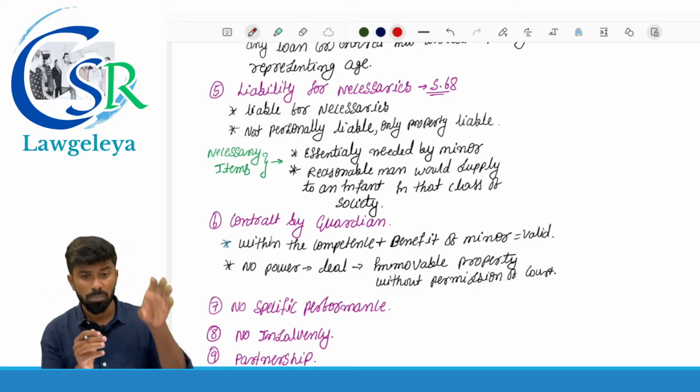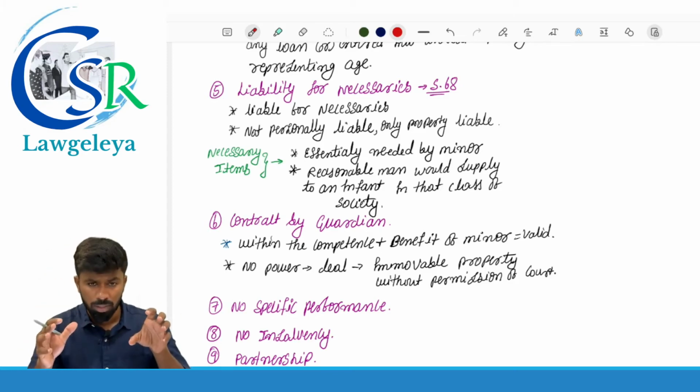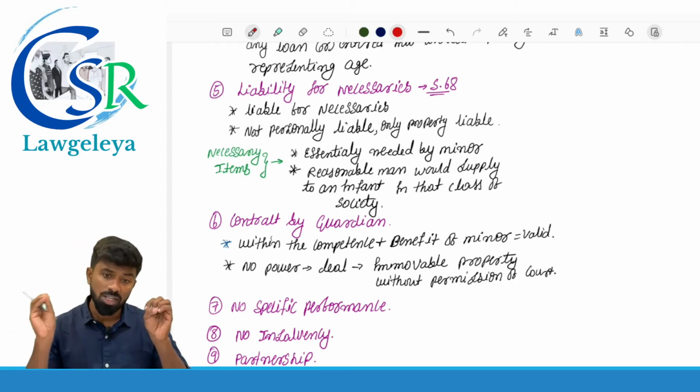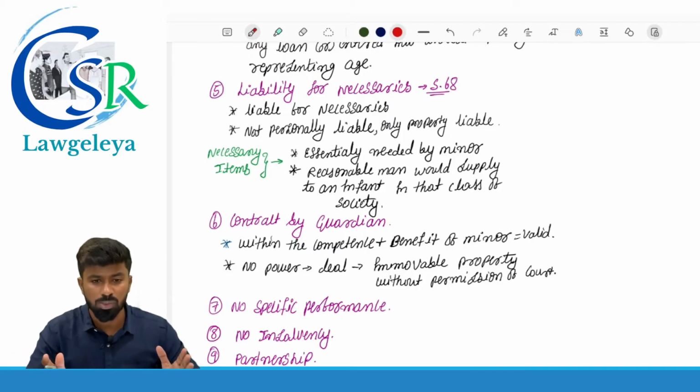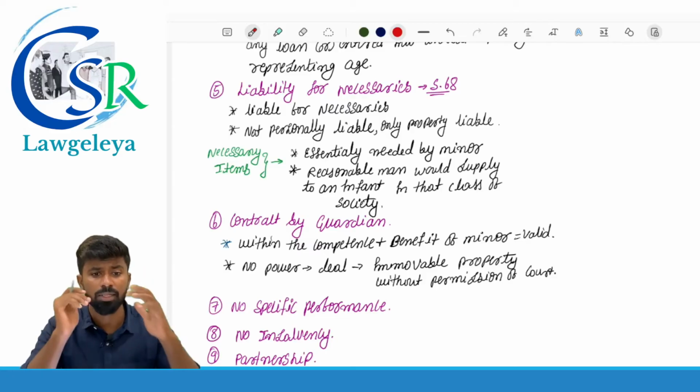So if a person supplies necessary items to a minor, he can recover the money out of minor's asset, not from the minor, because a minor can never be personally held responsible even for necessary items.